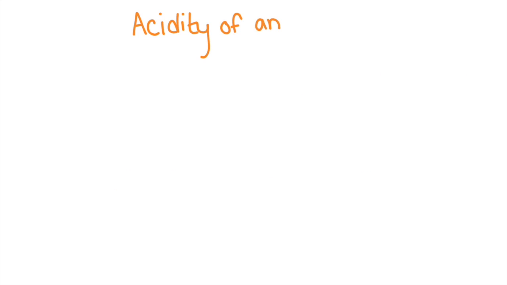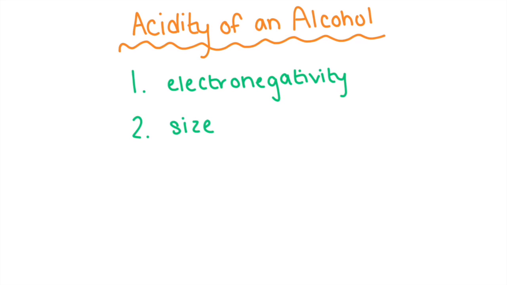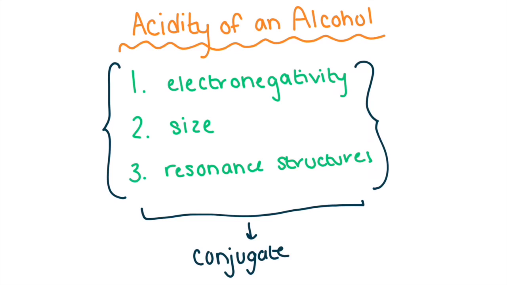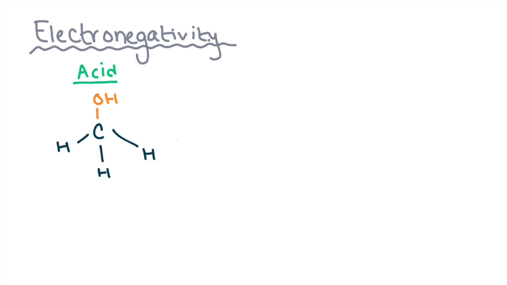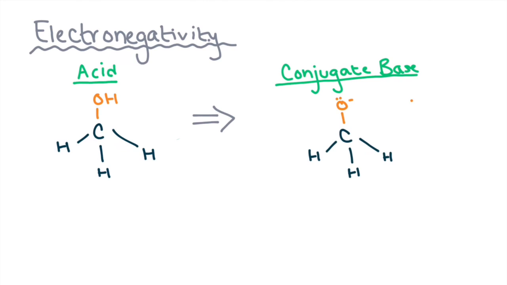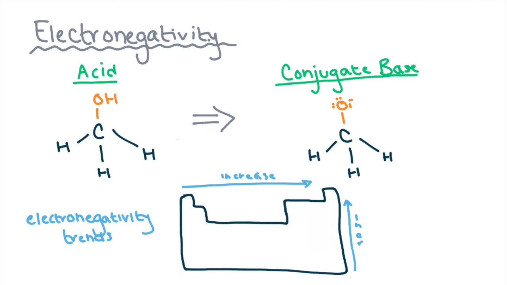The acidity of an alcohol is based on three main factors: electronegativity, size, and resonance structures. In order to assess these factors, we must first look at the conjugate base of whatever alcohol we want to learn more about. When assessing electronegativity, the more electronegative the atom carrying the negative charge is, the more stable the conjugate base is, and thus the stronger the acid is. We can see below the electronegativity trends from the periodic table.